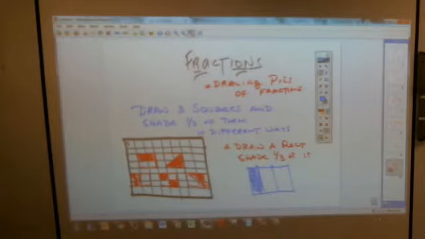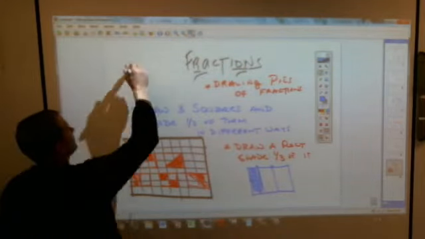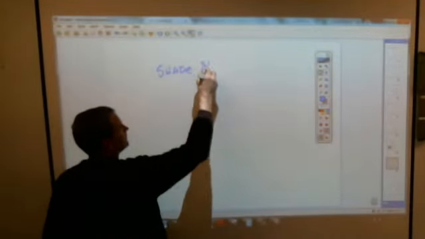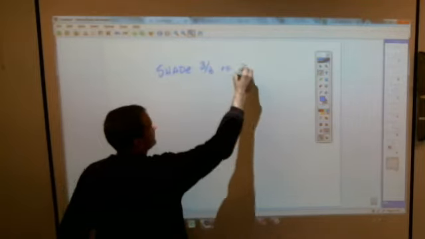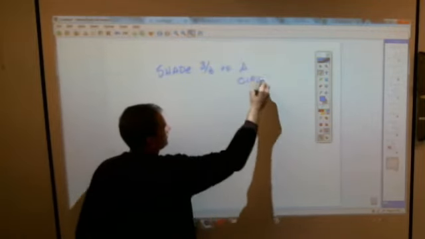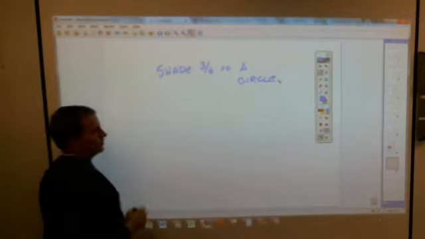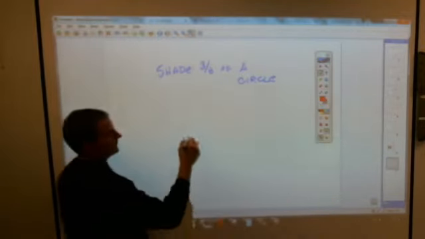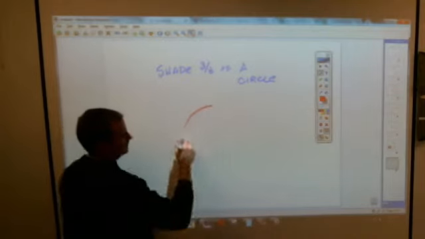Now, what about circles? What if I were asked to shade, gosh, I don't know, 3/8 of a circle? Circles are not as easy to draw, in my opinion, as squares or rectangles, but I guess we could do a job on that. Here's my circle.